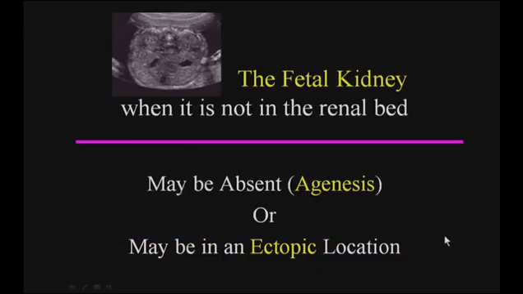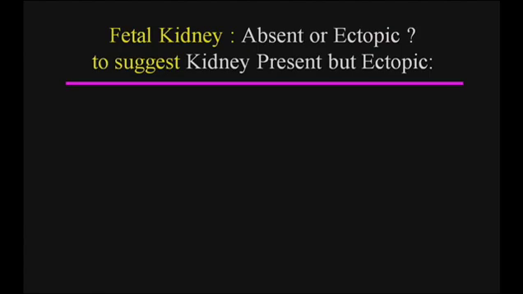The fetal kidney may not always be in the renal bed. It's seen in the renal bed here, the right kidney and the left kidney. If it is not seen, it may be because there's renal agenesis and the kidney is absent, or the kidney may be in an ectopic location. Knowing whether a kidney is absent or ectopic is important information.